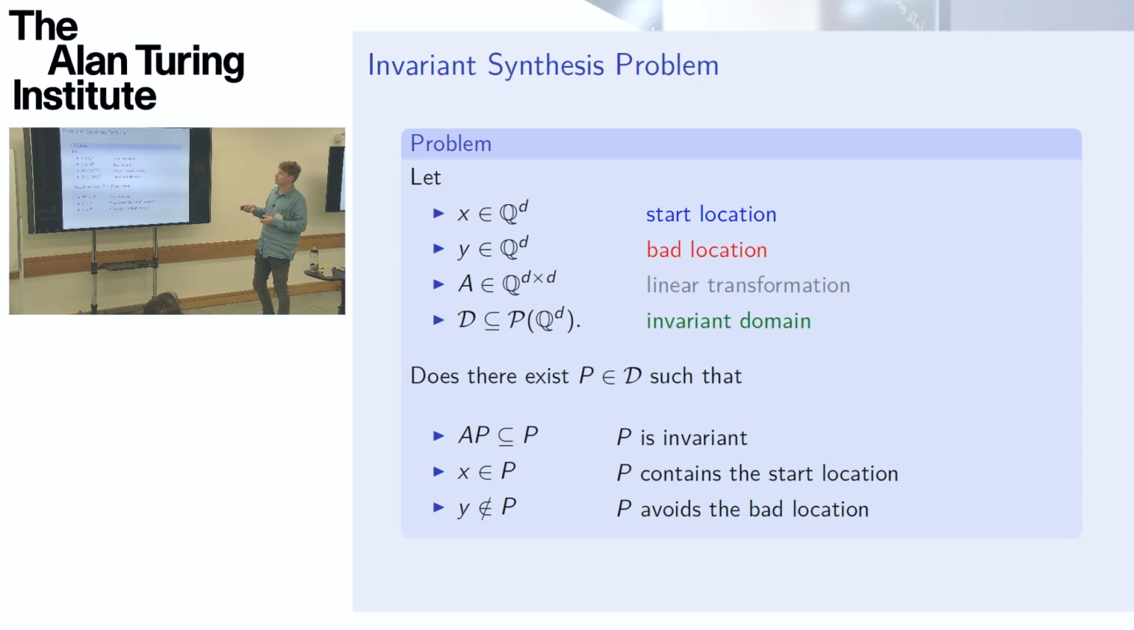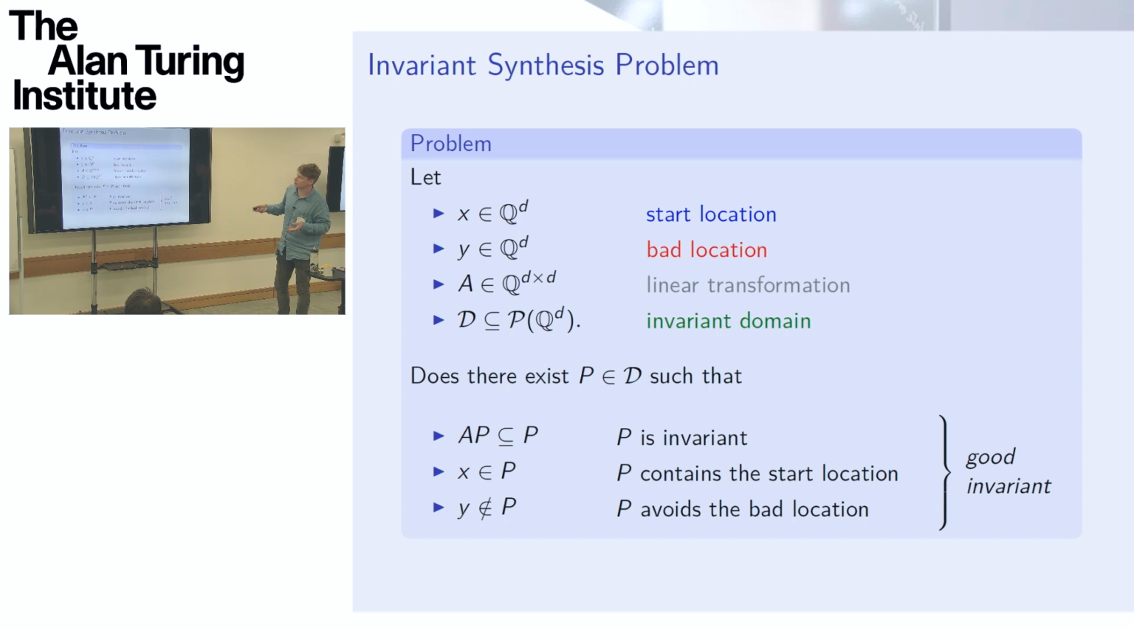And we ask, does there exist a set that has this form, so in D, that is invariant, contains the source location, and avoids the bad location? This is what I'll call a good invariant. These three conditions. By the way, the main motivation of this could be to give a certificate for a no instance of the orbit problem. I think that's probably the best way of seeing this.